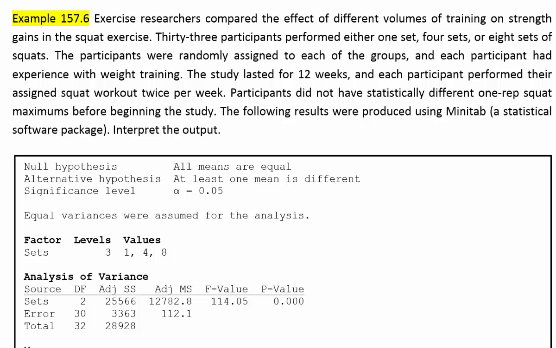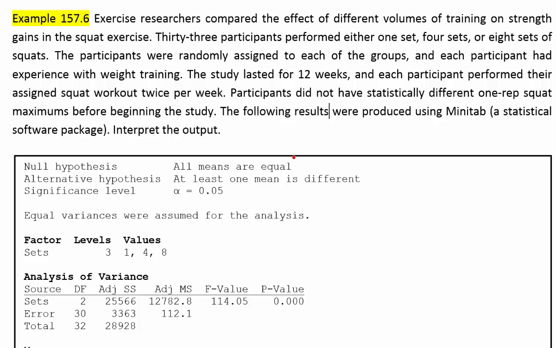The study lasted for 12 weeks, and each participant performed their assigned squat workout twice per week. Participants did not have statistically different 1-rep squat maximums before beginning the study. The following results were produced using Minitab, a statistical software package. Interpret the output. Okay, so let's start with the null hypothesis they've provided us.